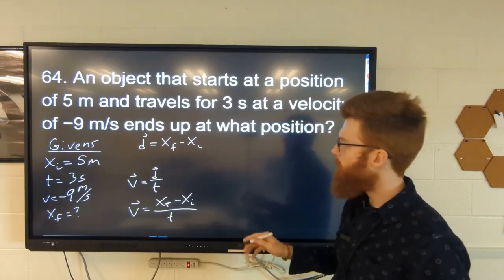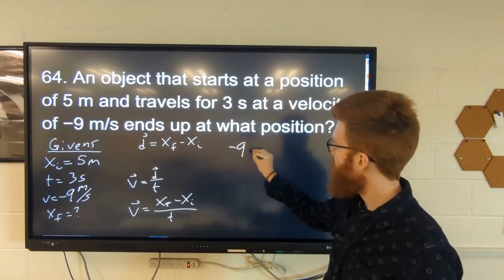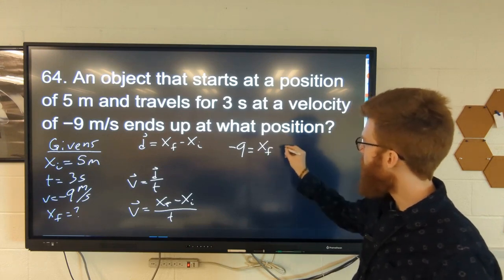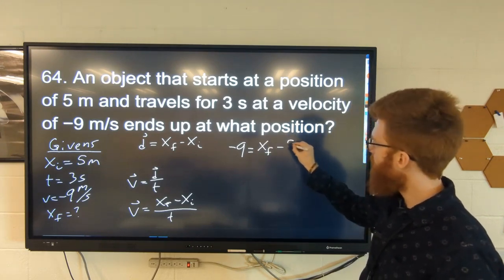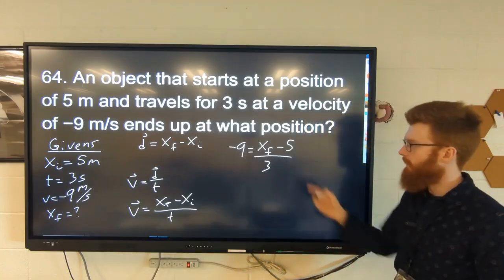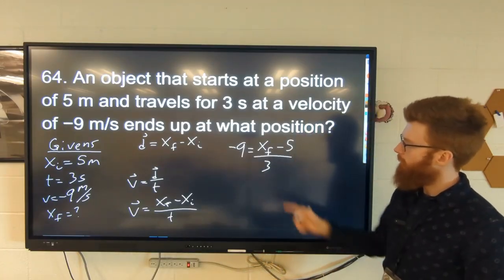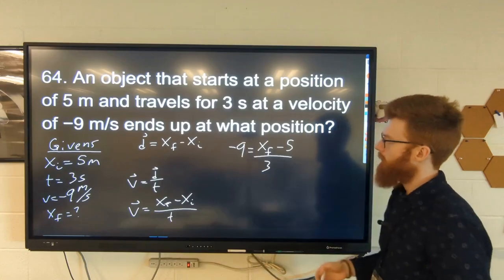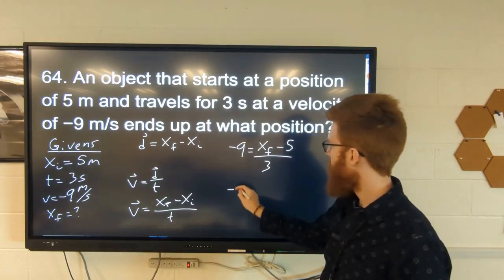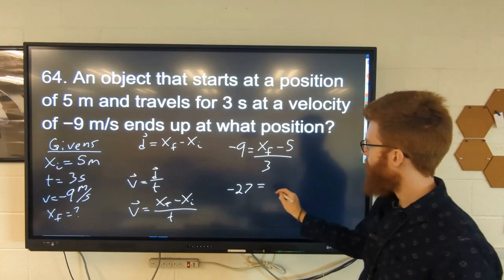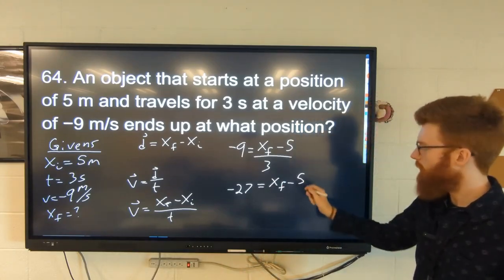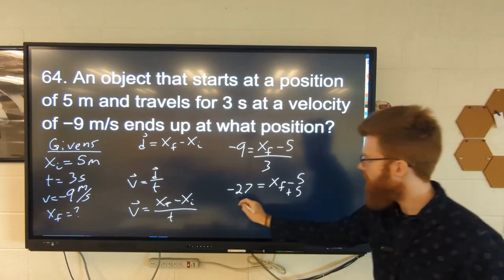I'll go ahead and plug in my numbers. People tend to prefer that. So velocity is -9. xf, I don't know, so I'll leave that as a variable. -5 all over 3. Now I just got to get xf by itself. First, multiply 3 up. 9 times 3 is 27. So -27 is equal to xf minus 5. We'll add 5 to both sides.